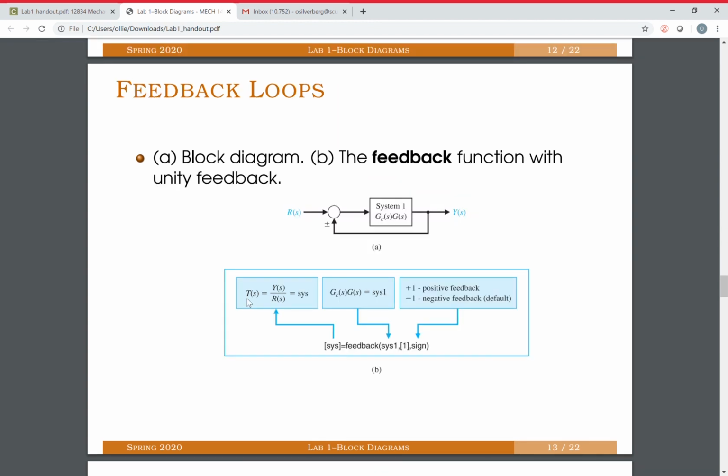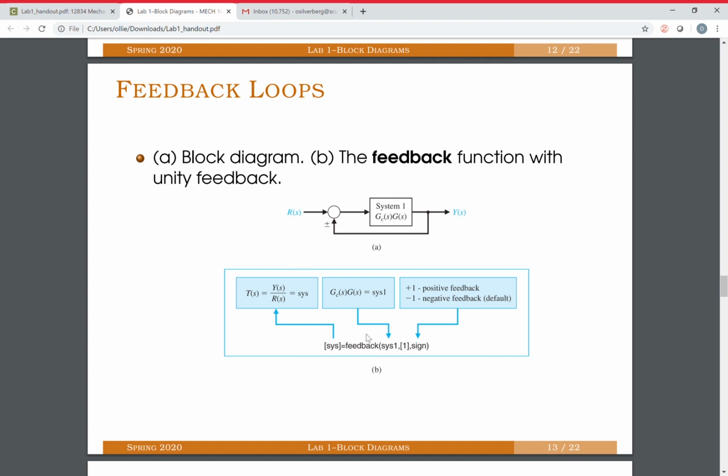Moving on to feedback loops, let's say we have system 1 with a unity feedback loop. Unity meaning that you're just taking the output of system 1 and you're feeding it back in so that it's being added with the input to system 1. So there's nothing being done to the output as it's moving into the input.